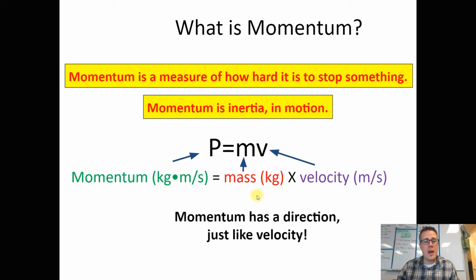Also, momentum has a direction, just like velocity. So you can say that something has a momentum to the left or to the right or north or south or whatever. Momentum is a vector quantity. It is something that has a direction and a magnitude.